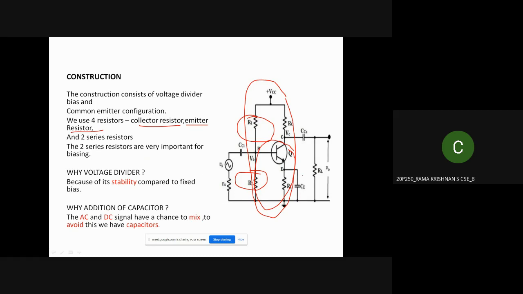And you might ask, why are capacitors added to this circuit? That's because in an amplifier, we'll be using 2 sources, that is a sinusoidal AC source and a DC source. So obviously at some point there is a chance that AC and DC might get mixed. That might cause some stability issues in the amplifier. For that purpose, we'll be using capacitors to block off the DC.